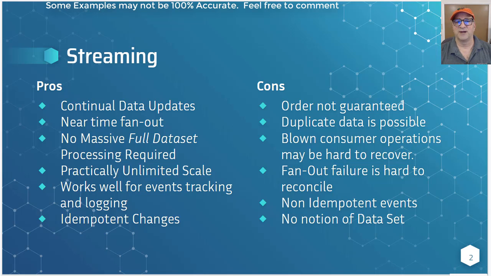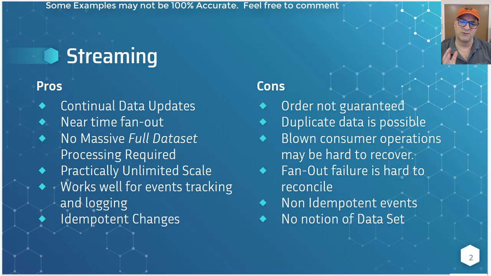Fan out failure is hard to reconcile. So you can have a data source coming in, right? And it goes to 2 or 3 different systems, and some of those systems work and some don't. And then depending on the way your streams and your handling and your syncs are set up, it may be that the third source is going to be hard to bring in sync, to reconcile with the other 2 sources.